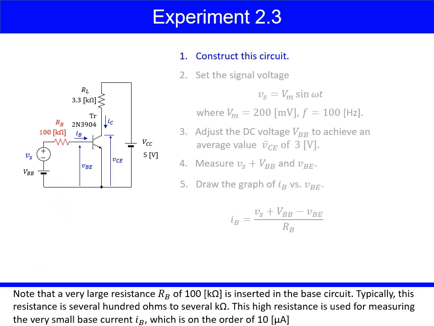Note that a very large resistance RB of 100 kΩ is inserted in the base circuit. Typically, this resistance is several hundred ohms to several kiloohms. This high resistance is used for measuring the very small base current IB, which is on the order of 10 microamps.